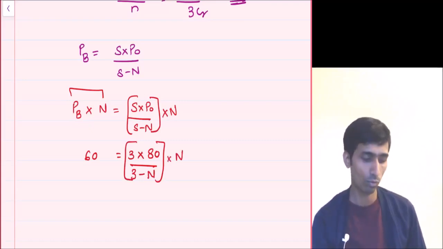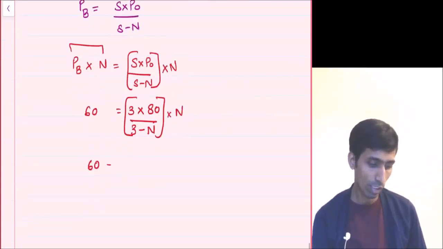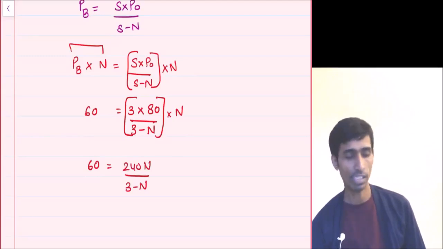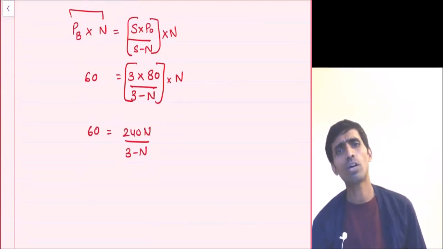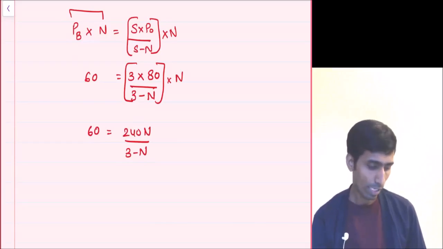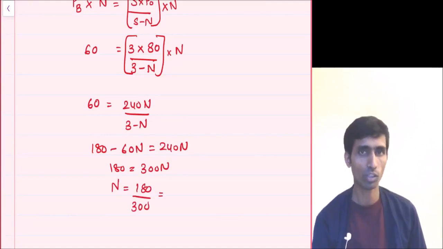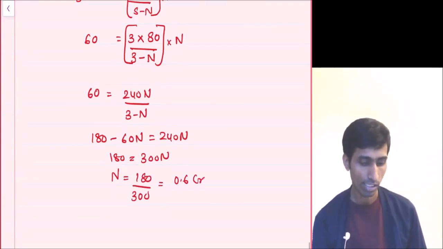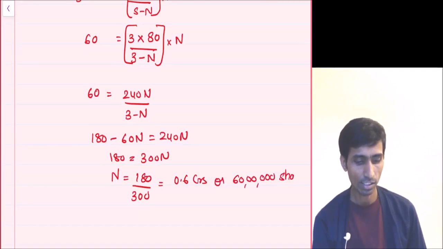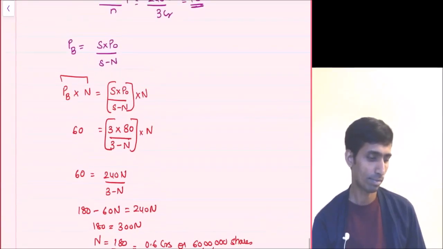Now we will solve for N. So 60 is equal to 240 N upon 3 minus N. We take 3 into N: 180 minus 60 N is equal to 240 N. So 60 N will go that side: 180 is equal to 300 N. So N is equal to 180 divided by 300. Answer is 0.6 crores, or I can say 60 lakh shares. Okay, so this is what, please copy.